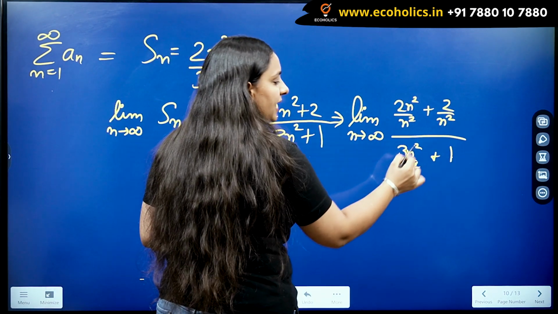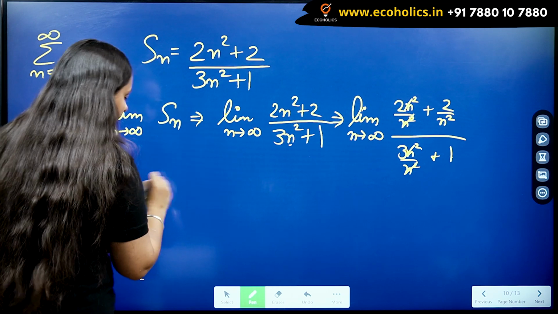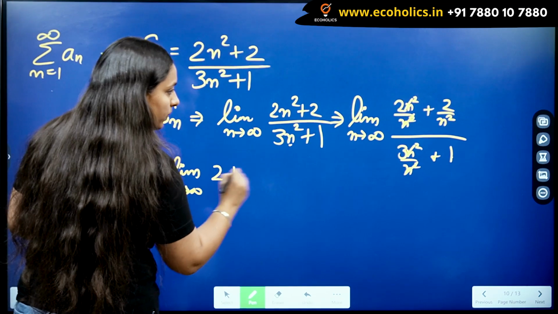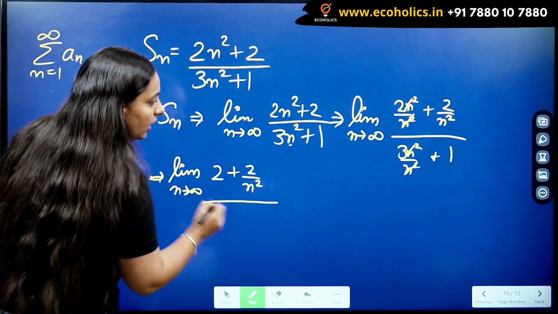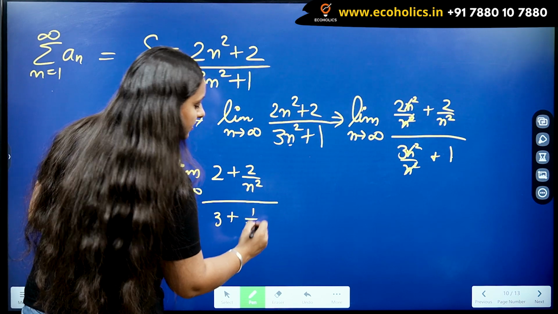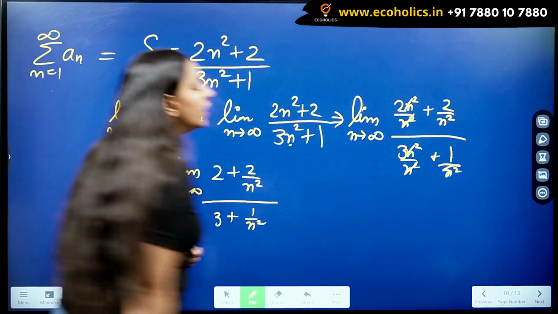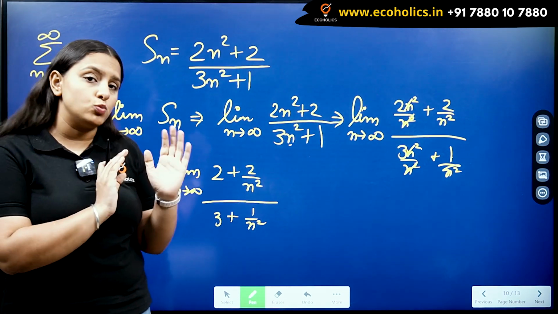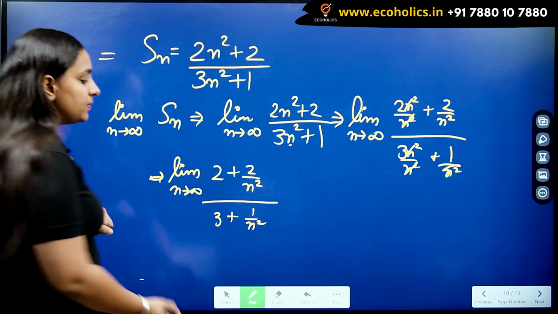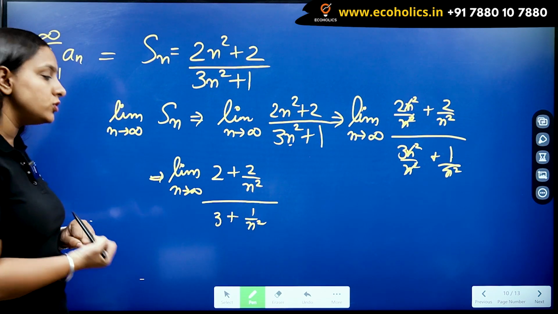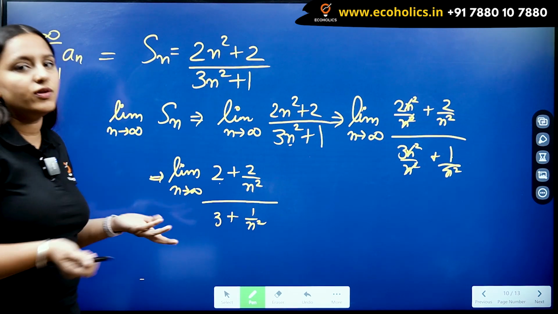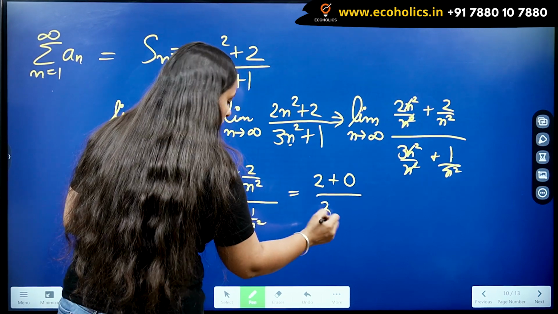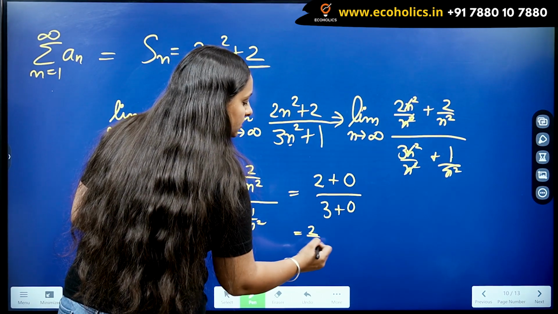So this cancels down. I'm going to get 2 plus 2 by n square upon 3 plus 1 by n square. Now, whenever n approaches infinity, 2 by n square is going to be a very small number, so it's going to approach 0. Similarly, 1 by n square is also going to approach 0. But 2 and 3 are constants. So I'm going to get 2 plus 0 upon 3 plus 0. So the answer I'm getting is 2 by 3.